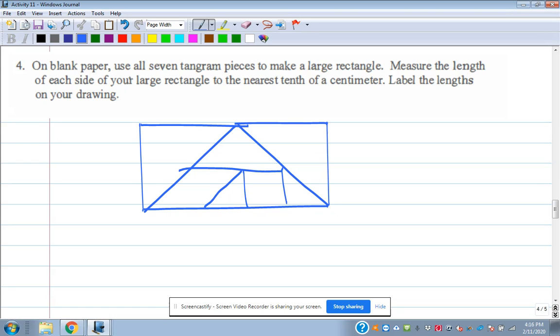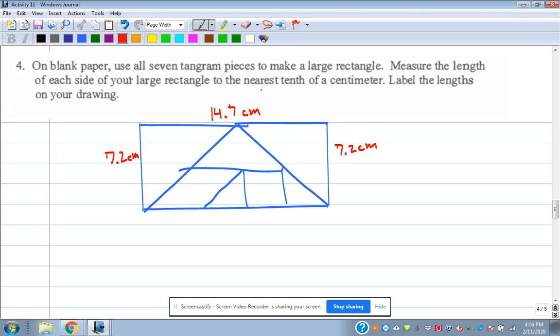So somebody give me a measurement so we can move on. I got 7.2 on the sides. And then the top, I got 14.7. My top was 17. Well, mine was 5.